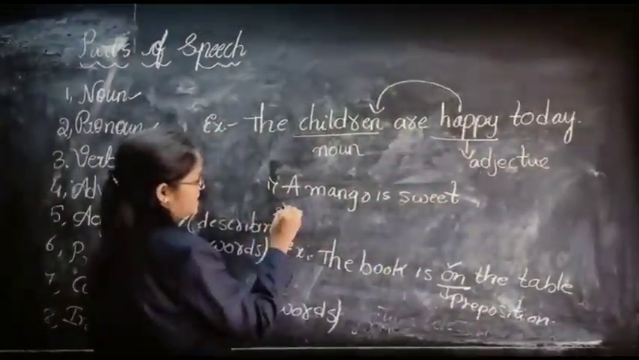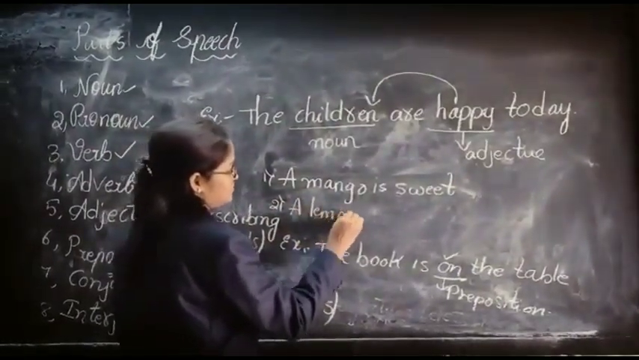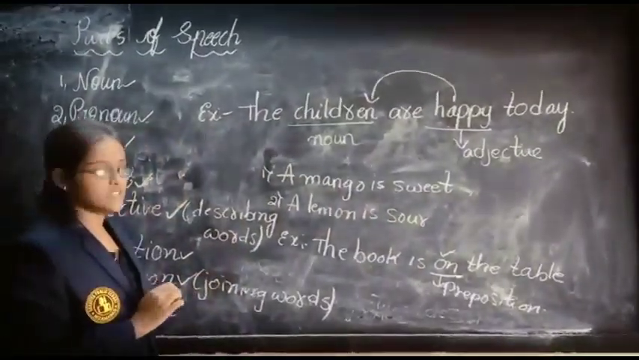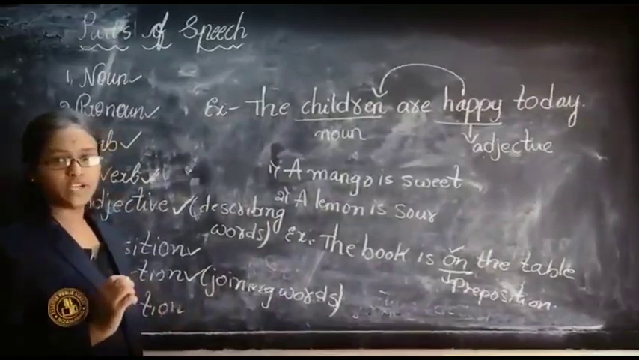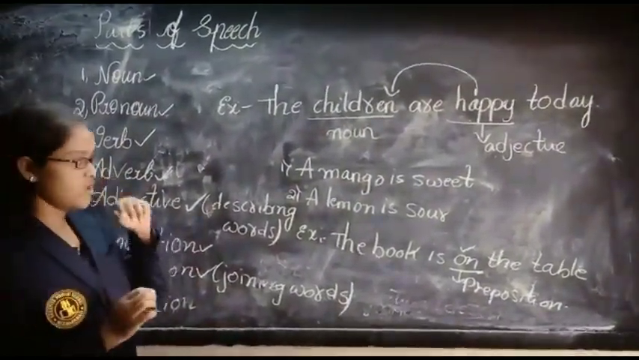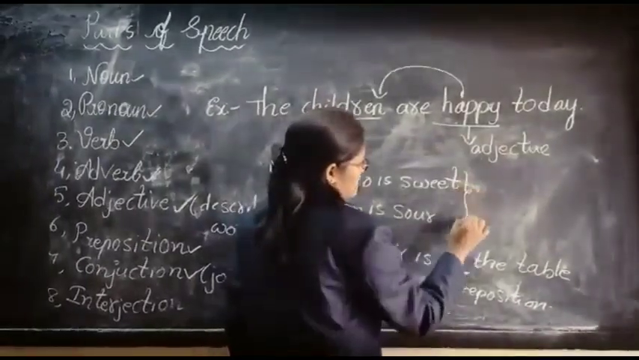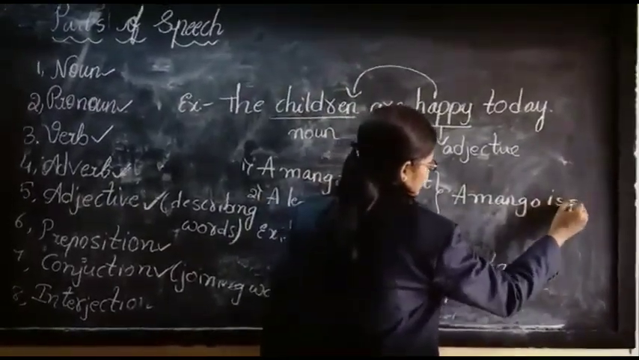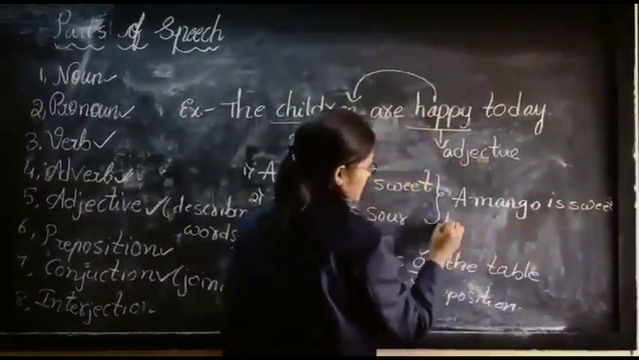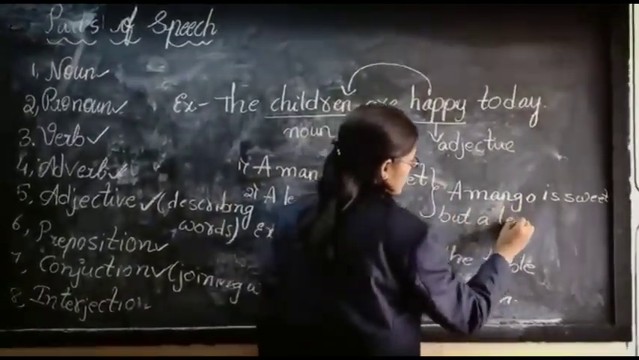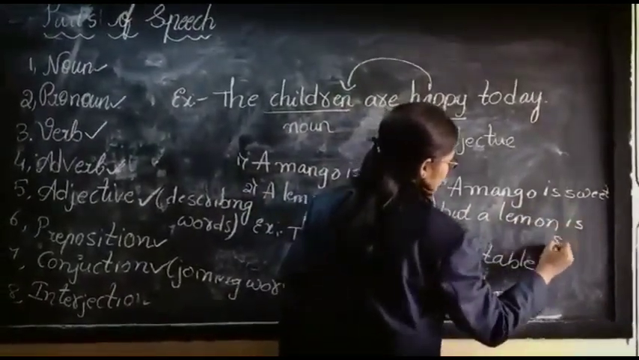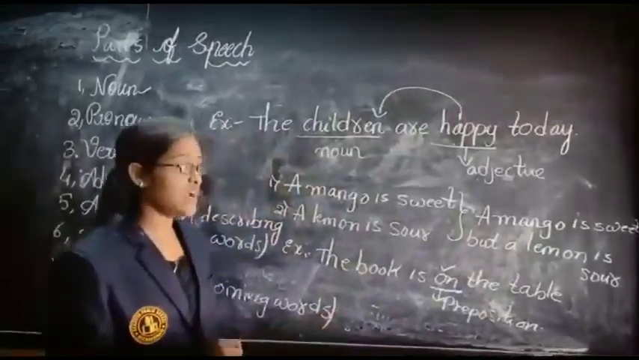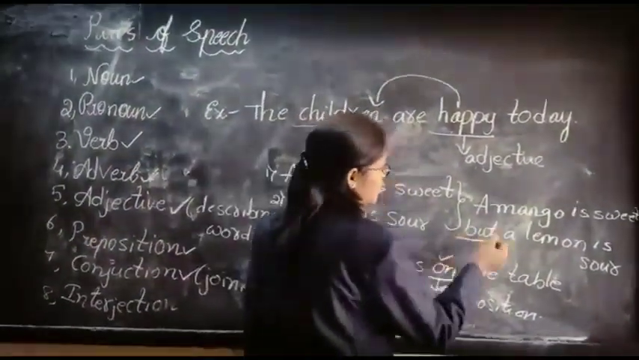Next, second sentence: A lemon is sour. So here I have written two sentences. These two sentences we have to join together and make one sentence. How do we write it? A mango is sweet, but a lemon is sour. So these two sentences we wrote as one sentence by using but. Have you understood, children?